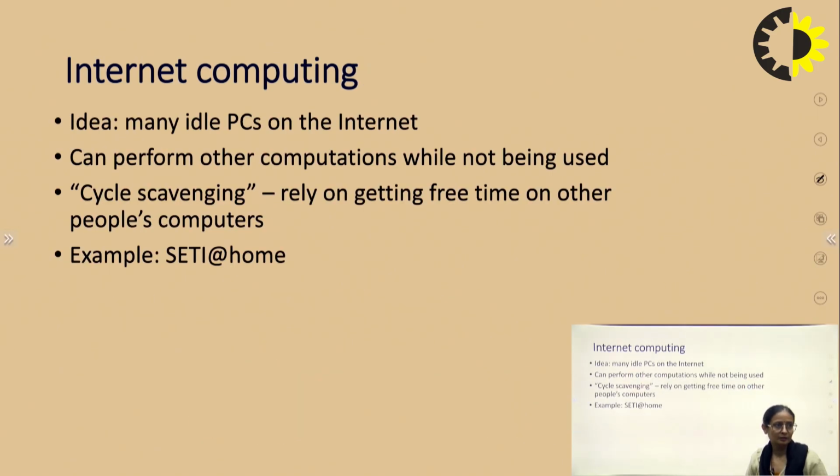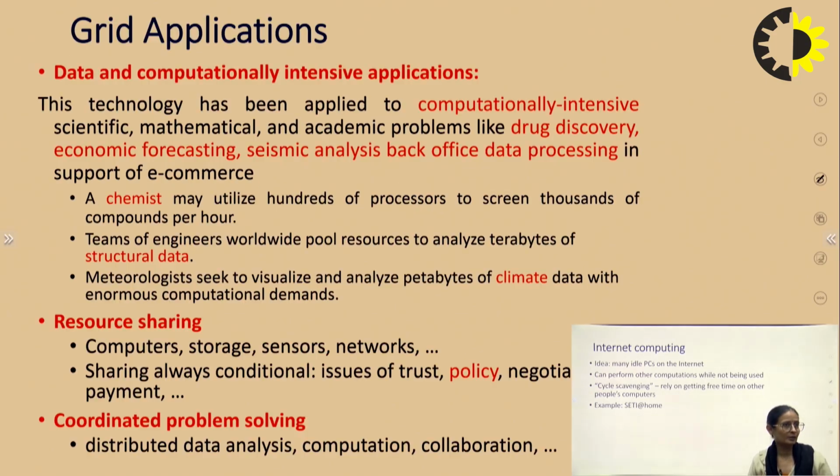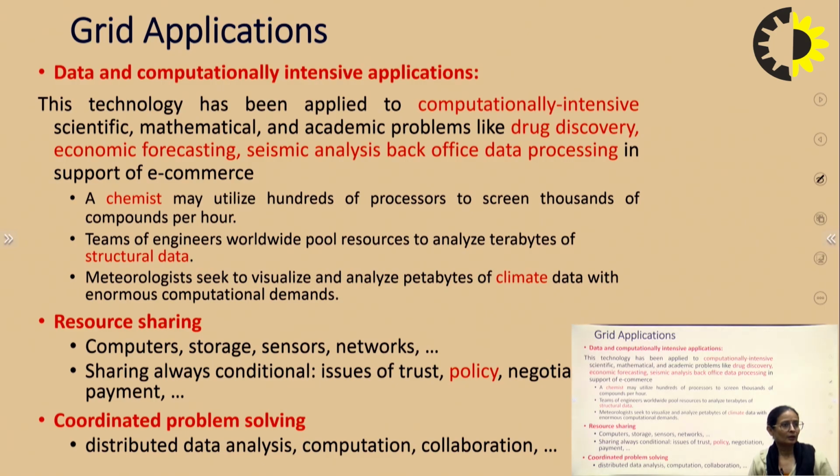Internet: as we are aware, all the PCs nowadays are connected to the internet, so they can perform other computations while not being used. Cycle scavenging relies on getting free time on other people's computers. For example, we are aware of what internet computing is. Now let us come to the different grid applications.